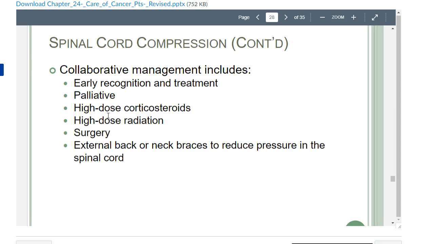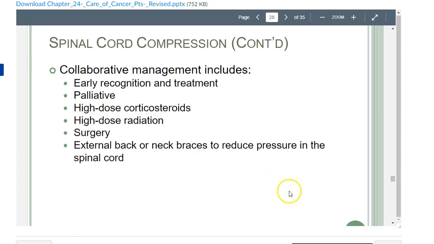Along with palliative treatment, high-dose corticosteroids, high-dose radiation, sometimes surgery, more to make the tumor smaller so there isn't so much compression on the spinal area, and many times external back or neck braces to reduce pressure on the spinal cord. Maybe something that may help the patient along the way, okay?